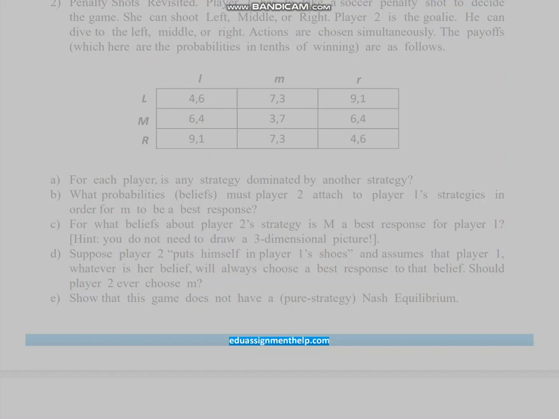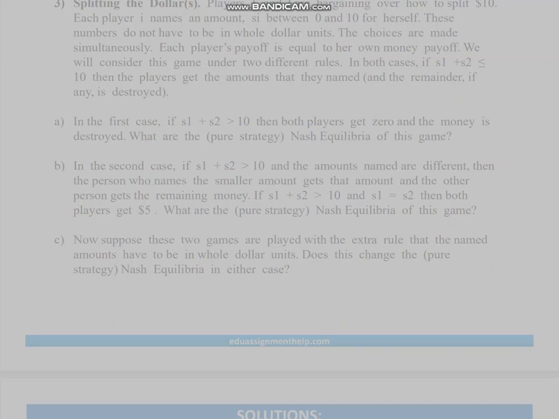eduassignmenthelp.com. 3. Splitting the dollars. Players 1 and 2 are bargaining over how to split $10. Each player i names an amount, si, between 0 and 10 for herself. These numbers do not have to be in whole dollar units. The choices are made simultaneously. Each player's payoff is equal to her own money payoff.